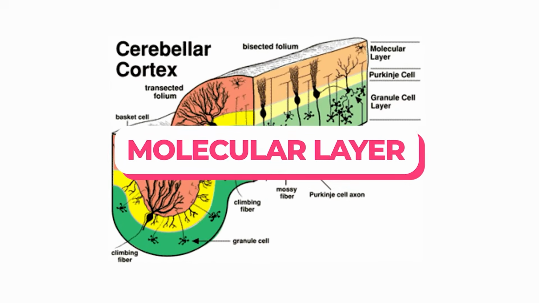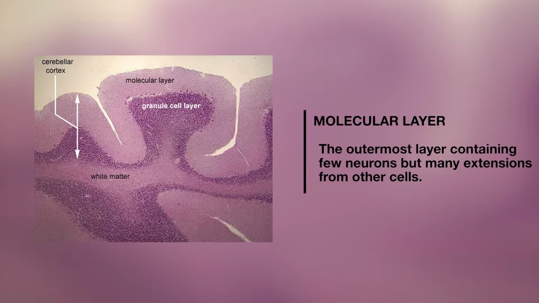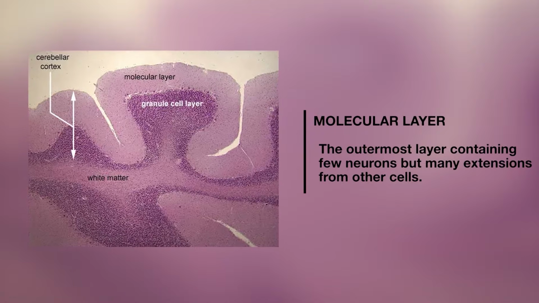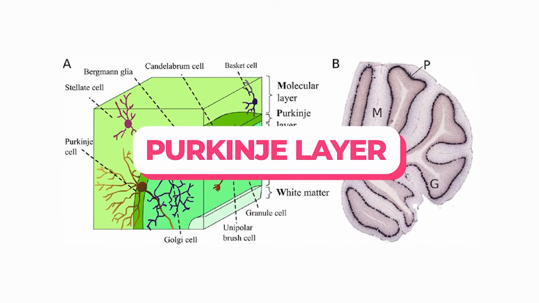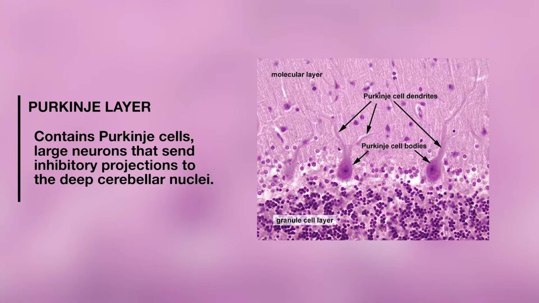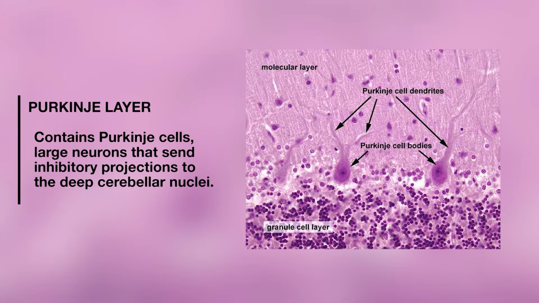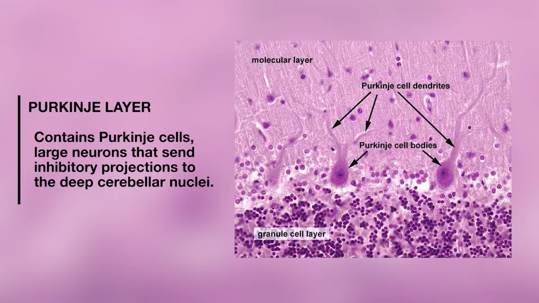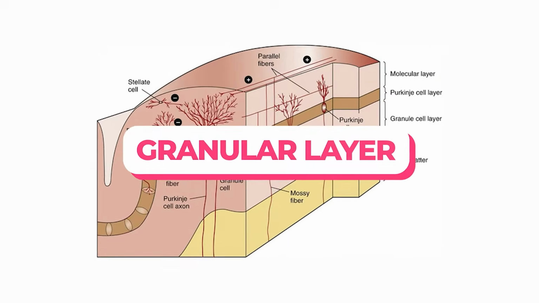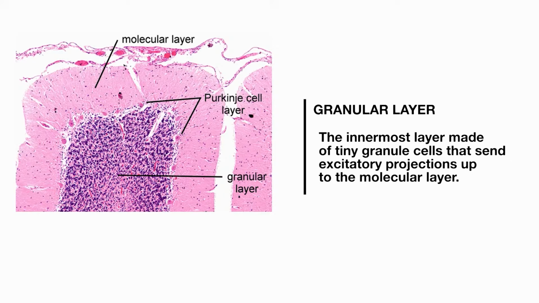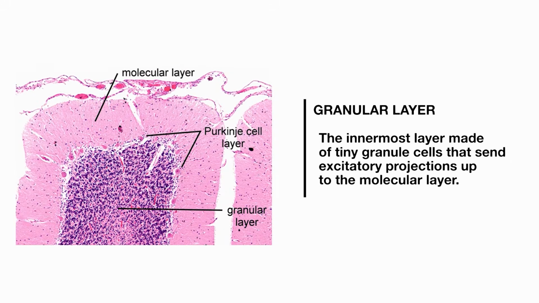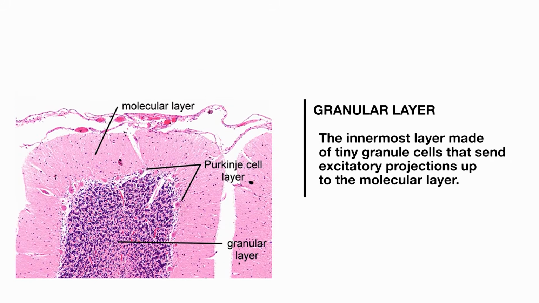Molecular layer. The outermost layer containing few neurons but many extensions from other cells. Purkinje layer. Contains Purkinje cells, large neurons that send inhibitory projections to the deep cerebellar nuclei. Granular layer. The innermost layer made up of tiny granule cells that send excitatory projections up to the molecular layer.